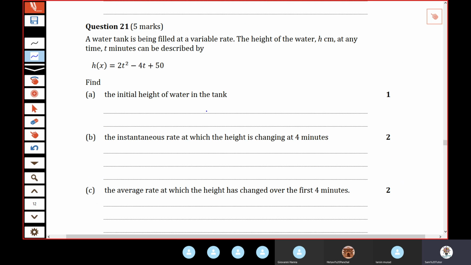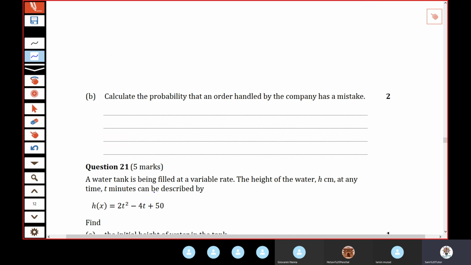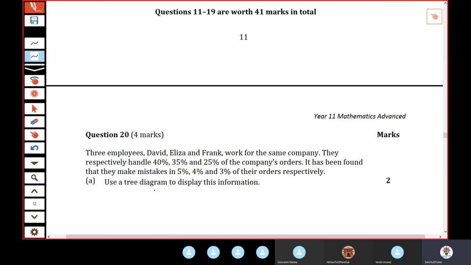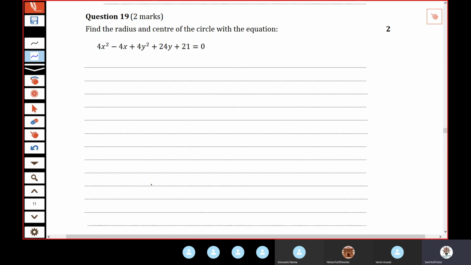It's no small feat. Yeah, that's just a little bit of next term as well. Probabilities next term. All right. This one. 100% will be in your exam. Radius and centers of circles.